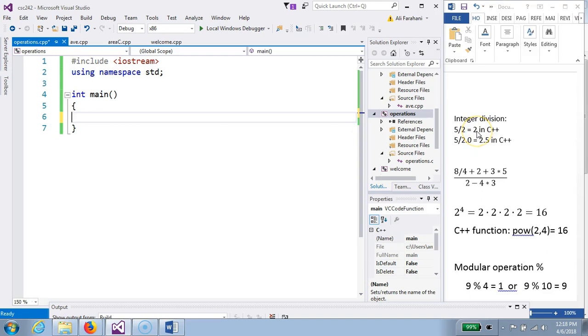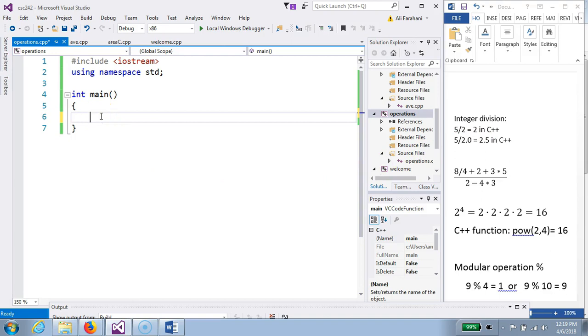In order to turn that division into a floating point division, you have to include a decimal point in at least one of the numbers in the expression. In this case, I have changed 2 to 2.0, and then in C++, this is automatically considered as a floating point division, so you will see the answer. Right? So let's try this.